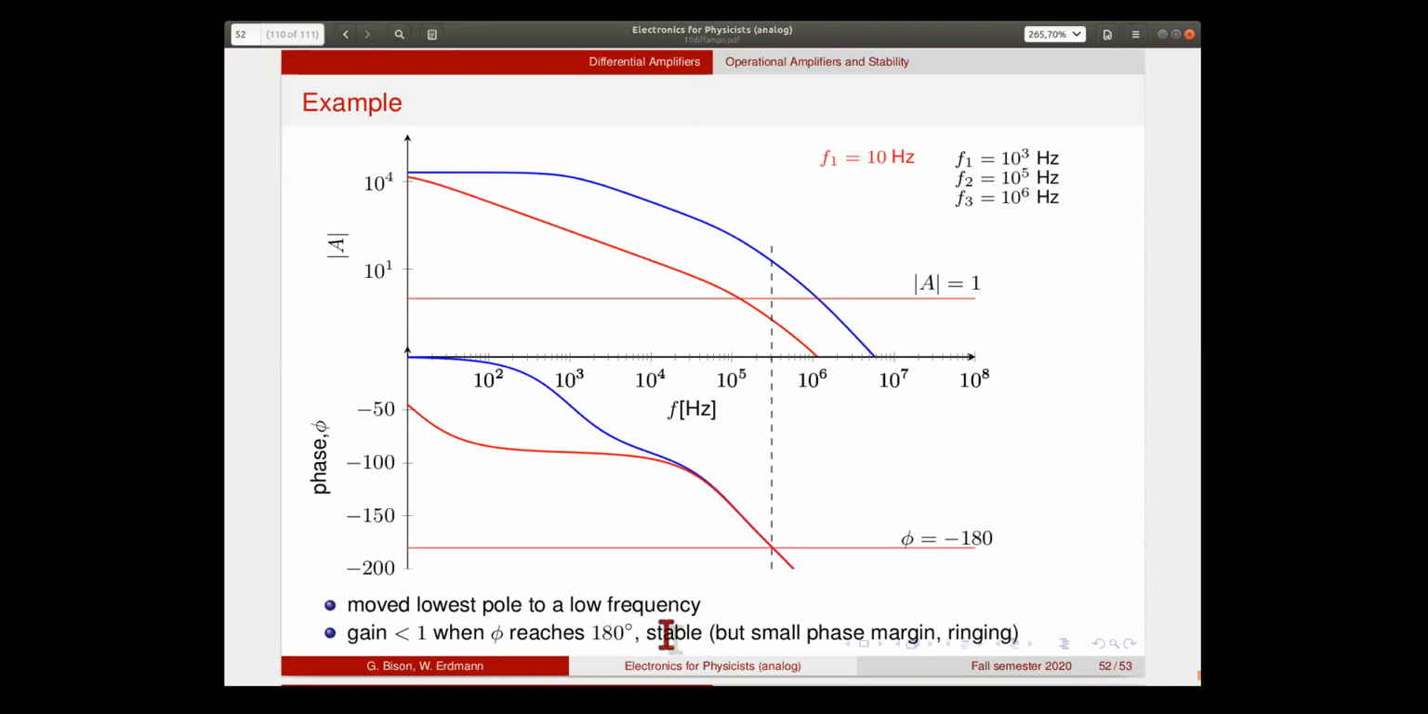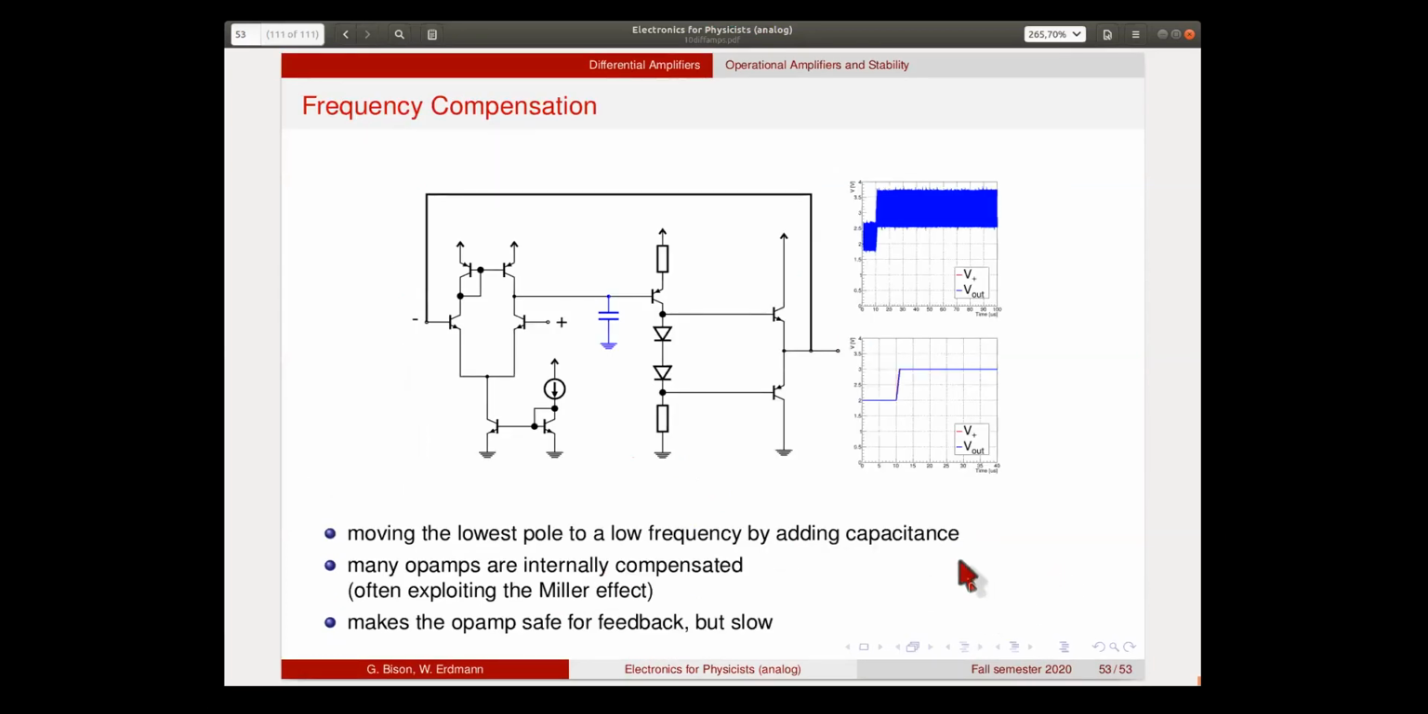We're running out of time here, so I'll just show you that this actually works. This is the situation that we had before. So the amplifier oscillates. Now we add this resistor here, and this moves the first pole to a very low frequency, and the whole circuit with feedback becomes stable. This is called compensation. And most op-amps that you buy these days are internally compensated.